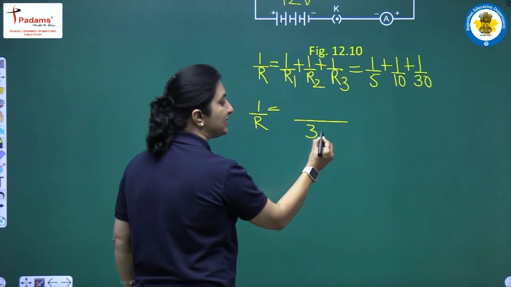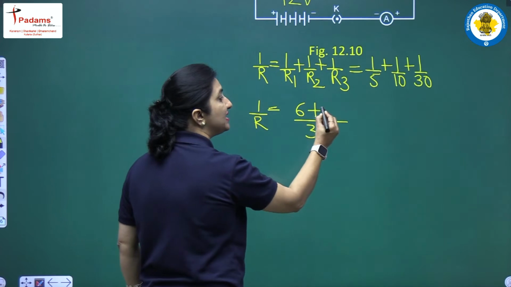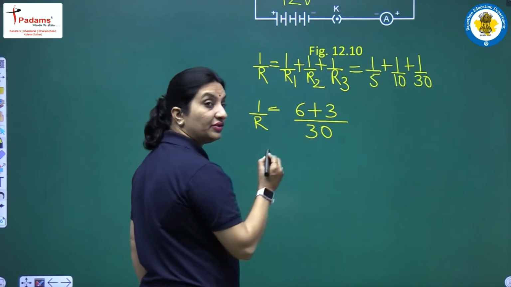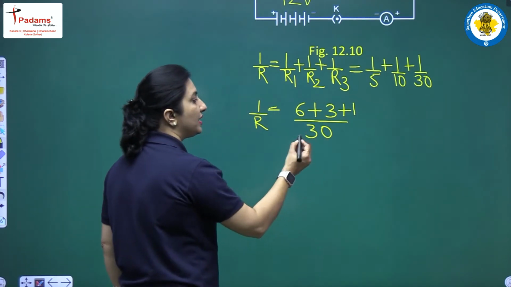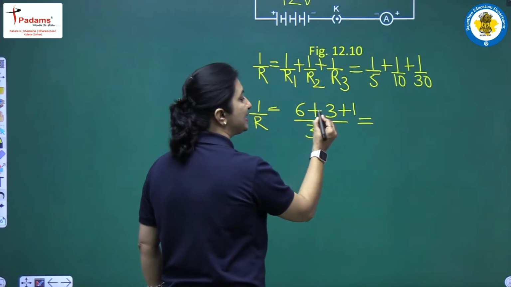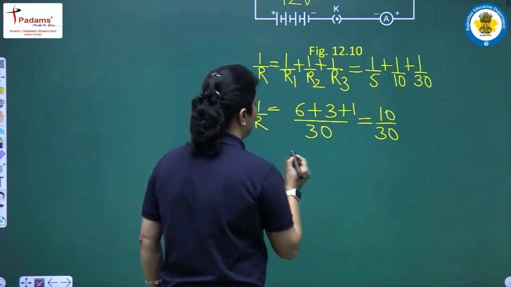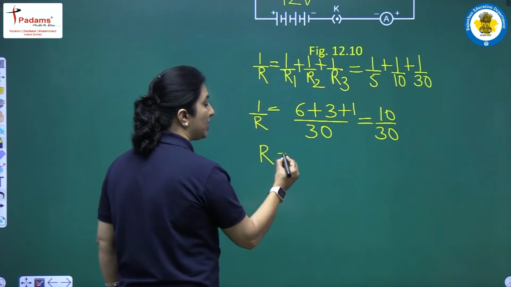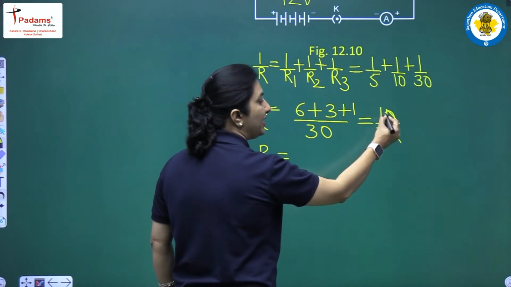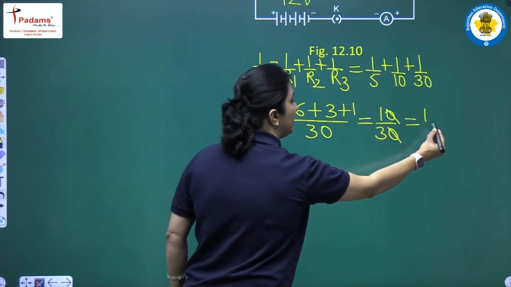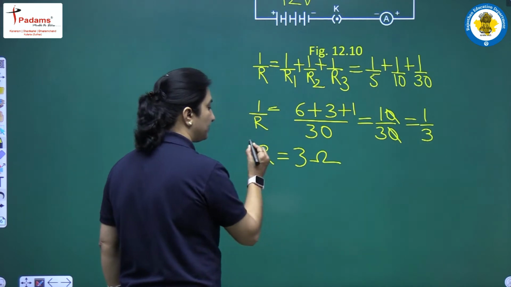So on taking the LCM 30, what I get is 5 sixes are 30, so I will have a 6 over here, 10 threes are 30, so I will have a 3 over here, and here we will have a 1. So what will this come out to be? This will come out to be 6, 7, 8, 9 and 10 upon 30. Now this we can divide by 10, so we will get 1 upon 3. So the equivalent resistance will become 3 ohms.